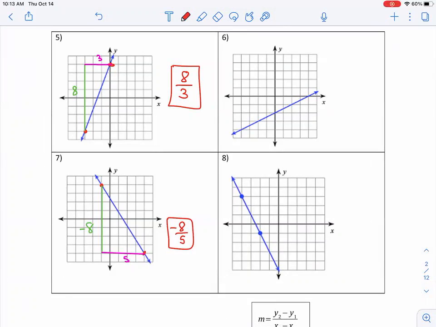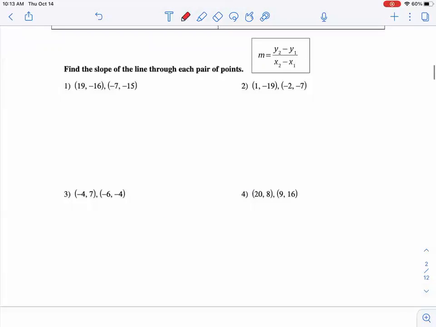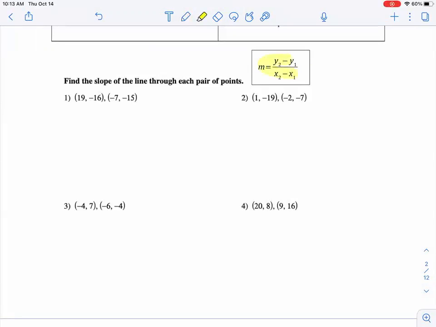All right, any questions on those? Okay, good. So I'm going to go down to the second part then, which is when we're not given a graph. So now we have to do a little bit of math, a little adding and subtracting. If you're not given a graph and just given 2 points, we use this formula.